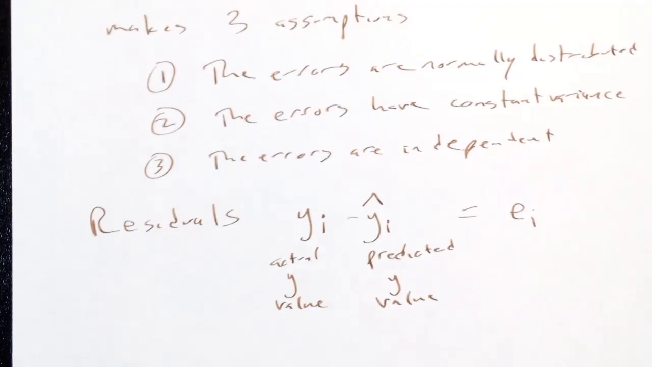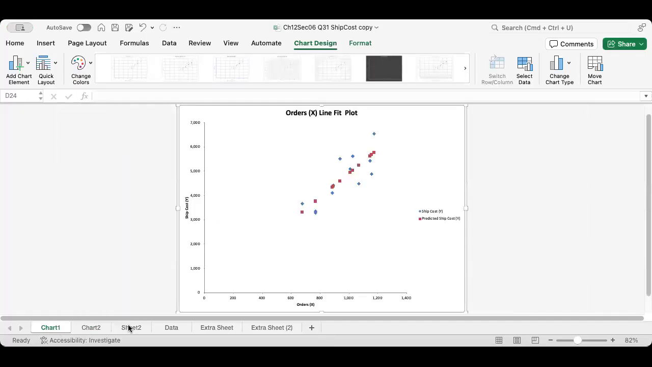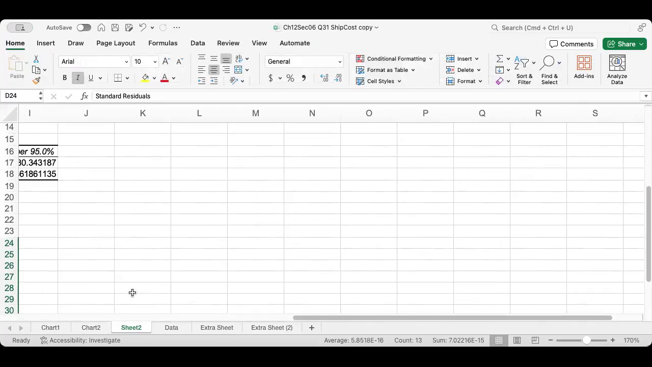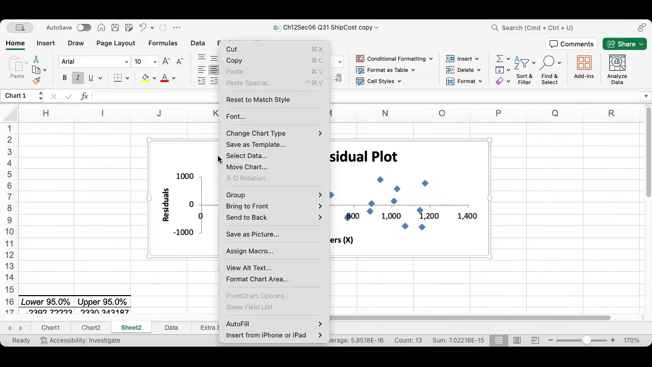Let's go back and look at our data. Here, way back up at the top, is our actual residual plot. I'm going to make this a separate page for the moment.